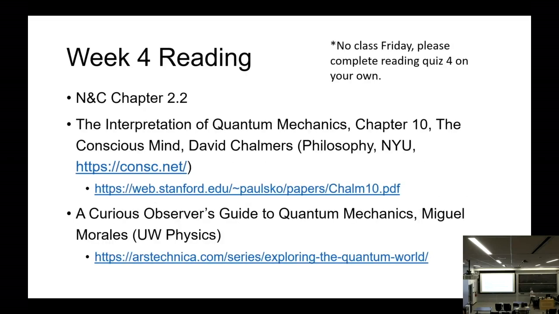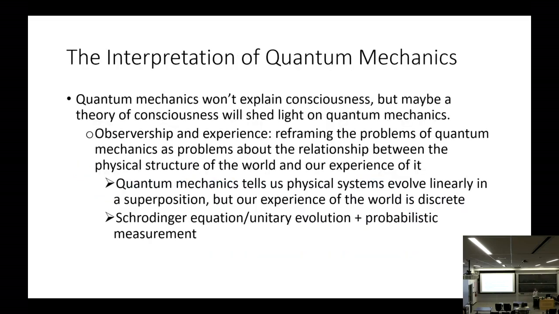Okay, so one of the things I asked you to read this week is from The Interpretation of Quantum Mechanics, from The Conscious Mind by David Chalmers. And what I love so much about his chapter, and the whole book, honestly, is that he very articulately describes what we just laid out in the 4 postulates in a very clear and easy to understand way. And then he walks you through problems with the interpretation of quantum mechanics.